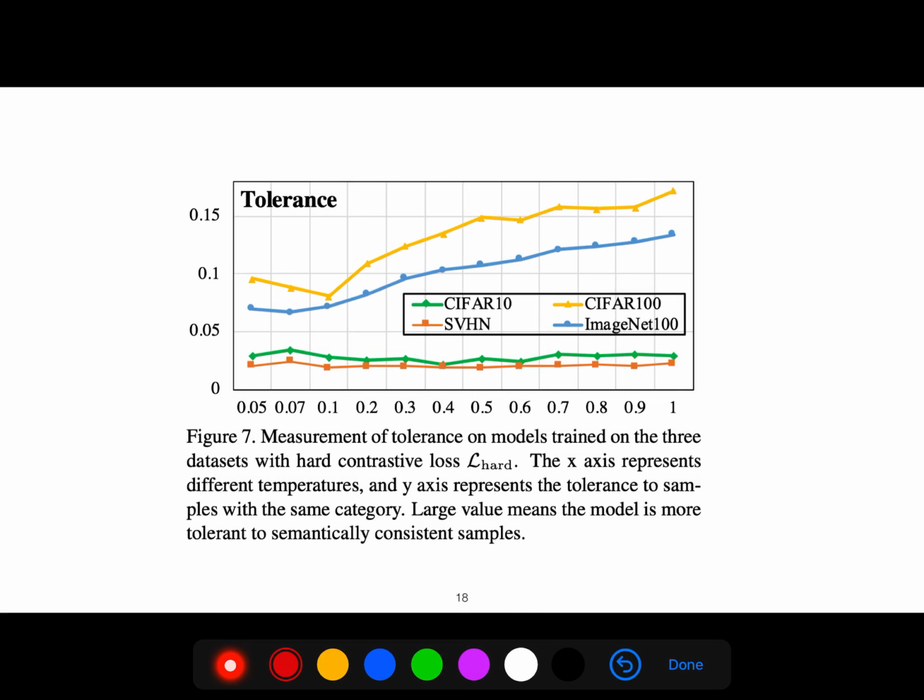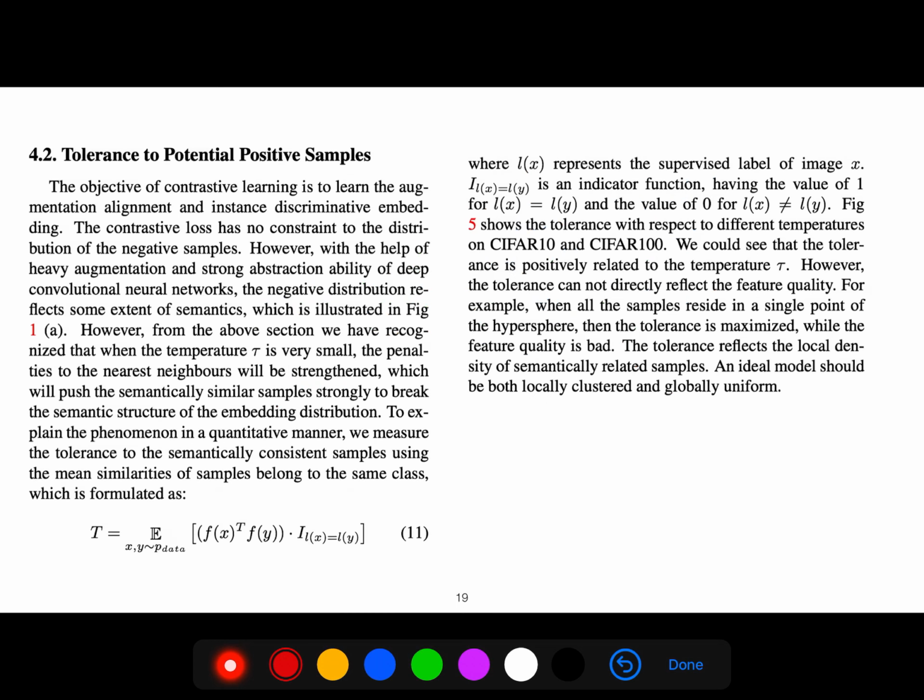And measurement of tolerance, and tolerance to potential positive samples. The objective of contrastive learning is to learn augmentation-aligned, instance-discriminative embeddings. The contrastive loss has no constraint on the distribution of the negative samples. However, with the help of heavy augmentation and the strong abstraction ability of deep convolutional neural networks, the negative distribution reflects some extent of semantics, which is illustrated.